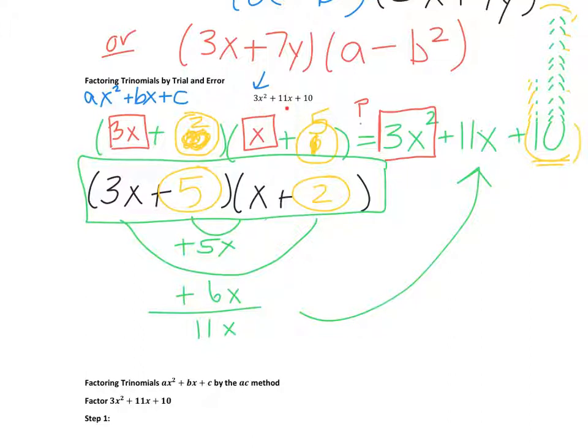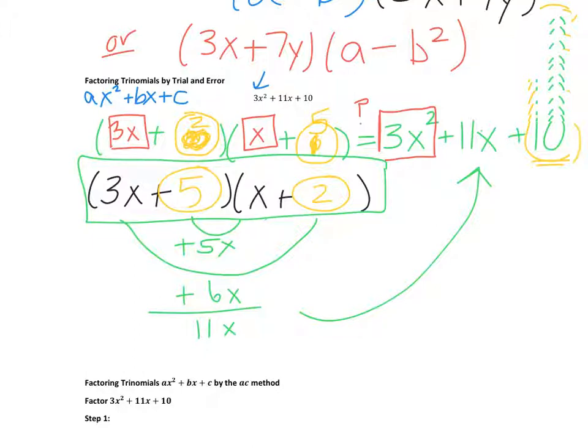For instance, 10 is just 10 times 1 or 2 times 5. That's not that bad. But if this was like 24, 24 can be a bunch of things. It can be 1 times 24, 2 times 12, 3 times 8, 4 times 6, there you go. So if it was 24, it'd be hard. Trial and error was pretty good for this one because 3x squared is prime, and 10 doesn't have a lot of factors.